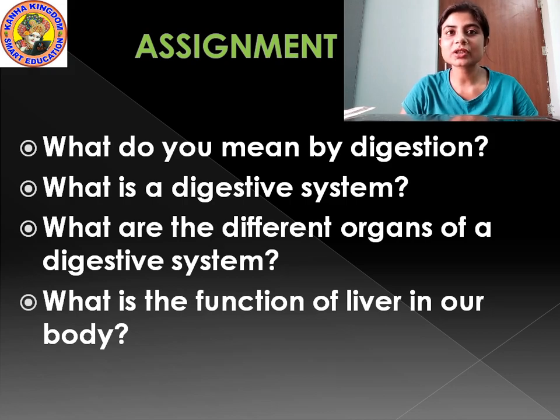Then our second question is, what is a digestive system? Okay. Then our third question is, what are the different organs of a digestive system? Okay. Then what is the function of the liver in our body? Okay. So this is the fourth question. You please practice at home. Try to do it by yourself.